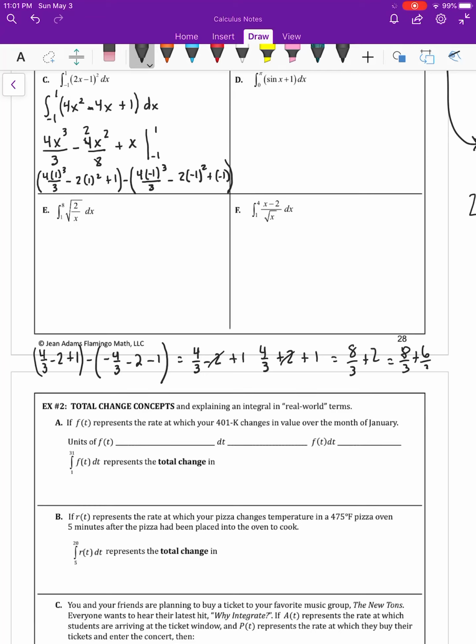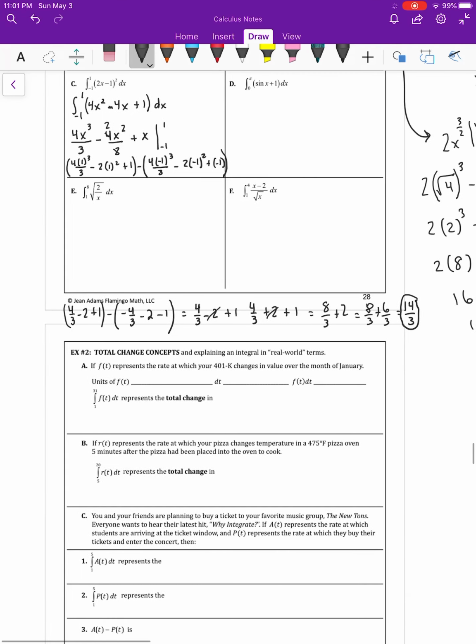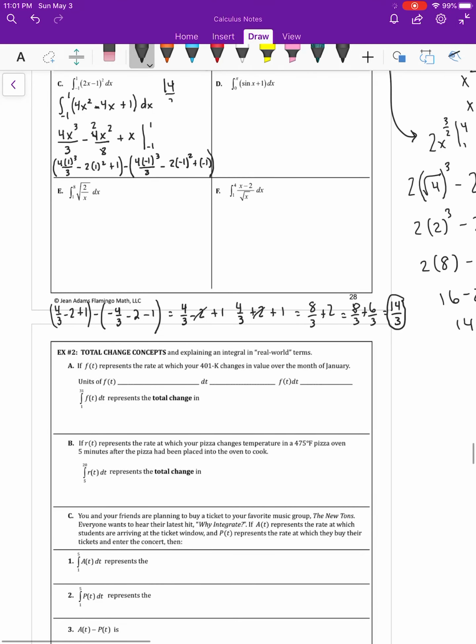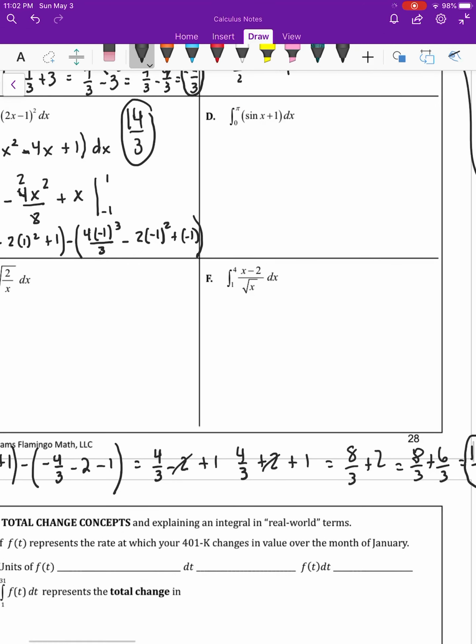All right, so that gives me 8/3 plus 2, which is going to be 8/3 plus 6/3, because 2 is 6/3, and that gives me 14/3. Okay, so this one is 14/3. Okay.